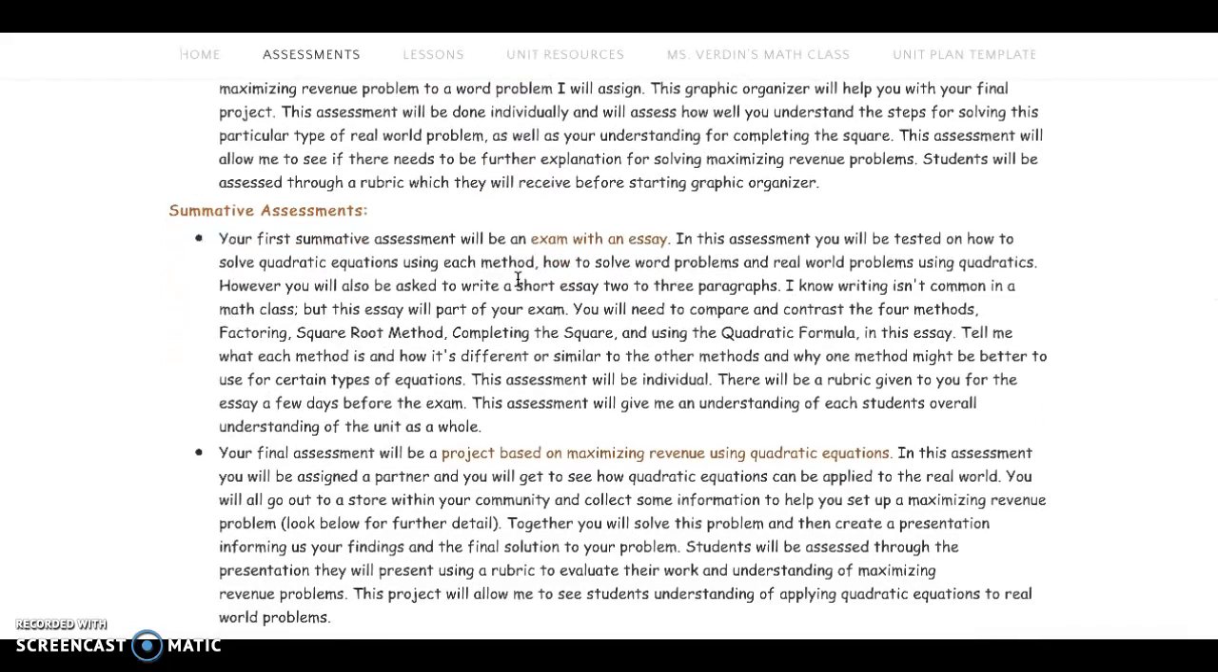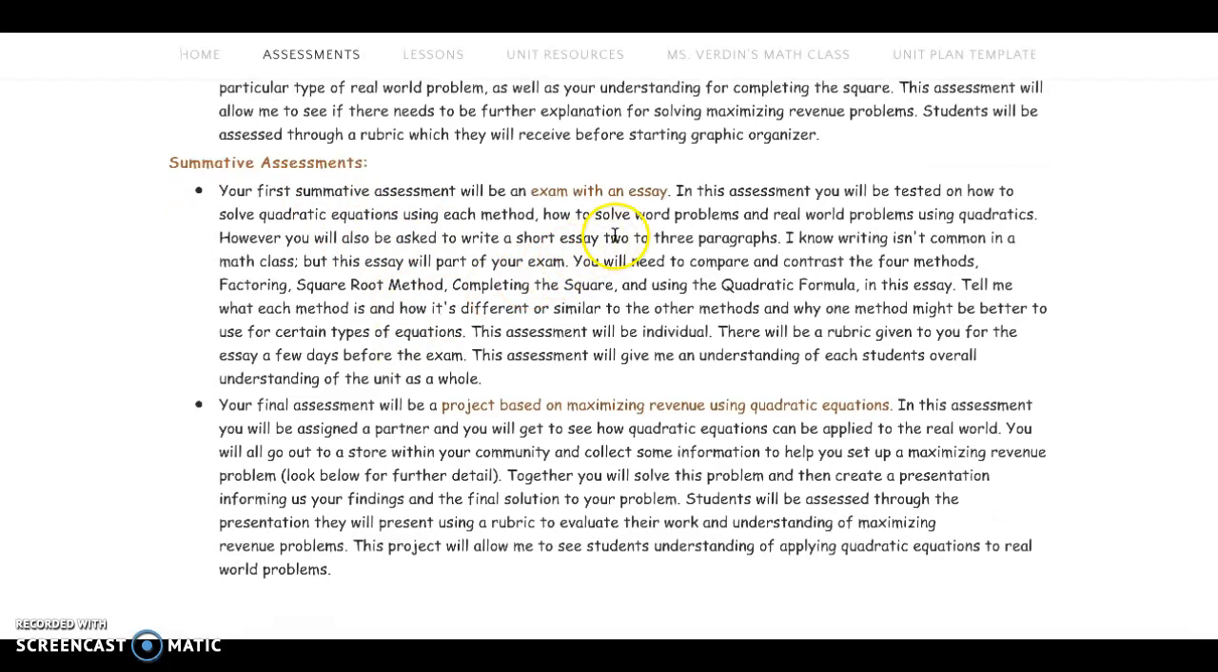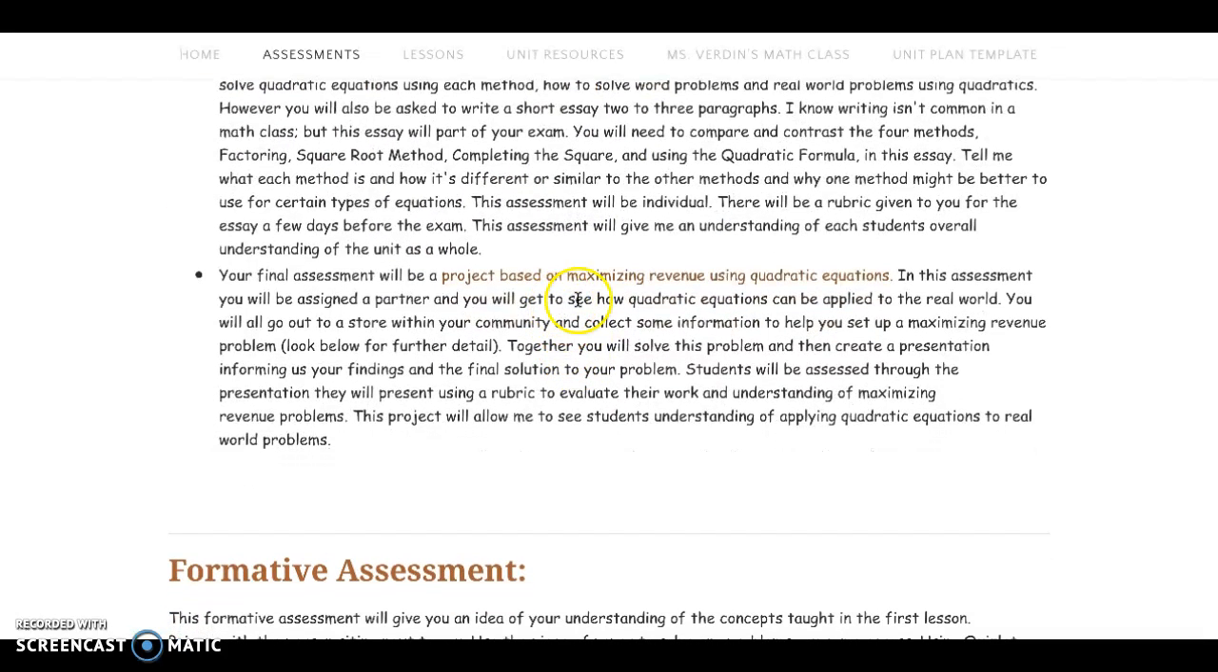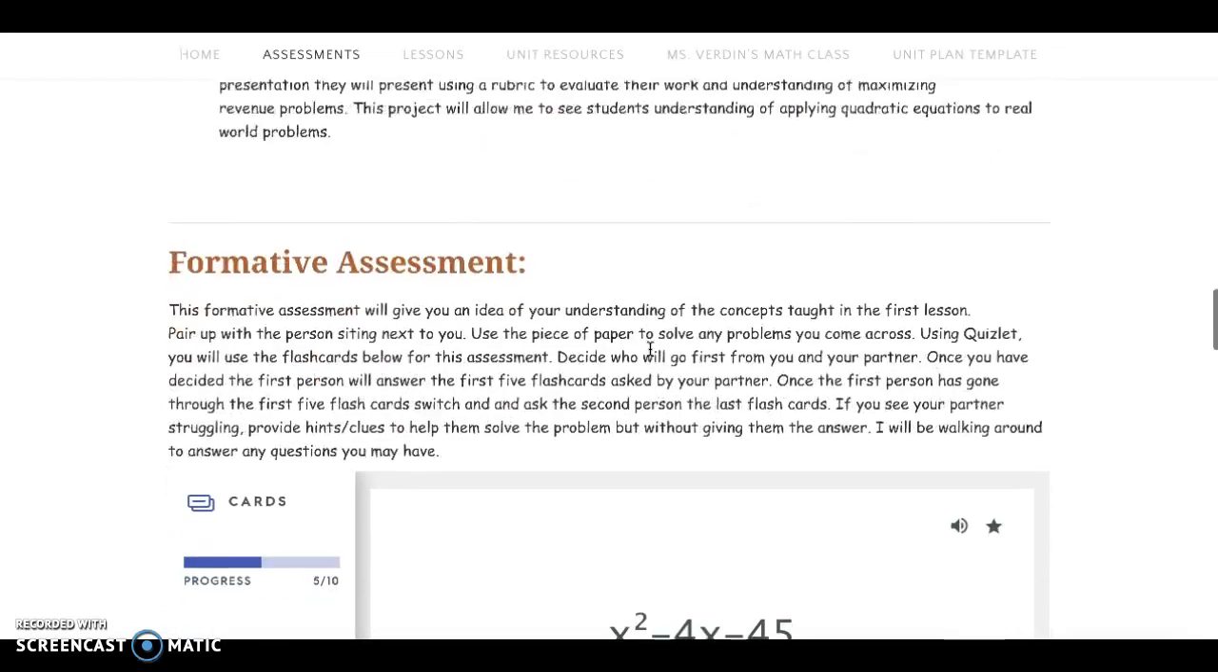We have two summative assessments. One of them is an exam with an essay, and then the other one is a project based on maximizing revenue using quadratic equations, which I will go into further detail below.